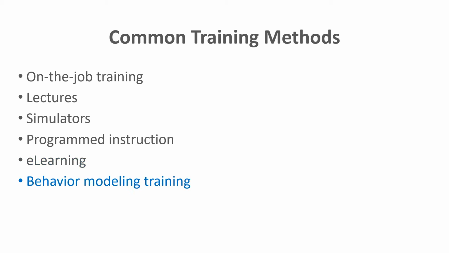Now, another type of common training method that you might see, especially if you're trying to train more complex skills like interpersonal skills for salespeople or customer service representatives, you might hear of something called behavior modeling training. And this is based on the approach where first you have someone observe someone engaging in a specific behavior or skill, and then that person tries it themselves, and they practice that, and they receive feedback on that. And this really comes out of Bandura's social cognitive theory, which is sometimes called social learning theory.